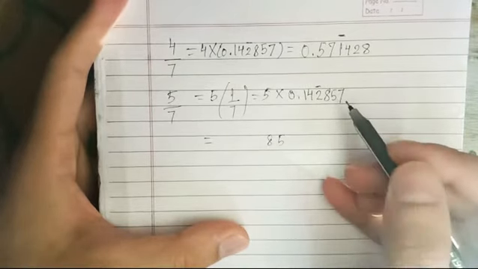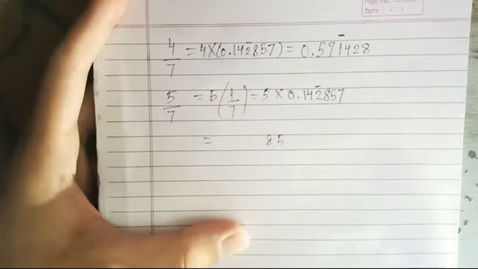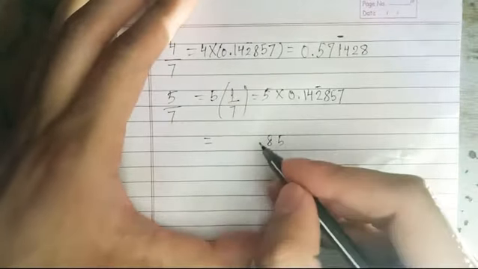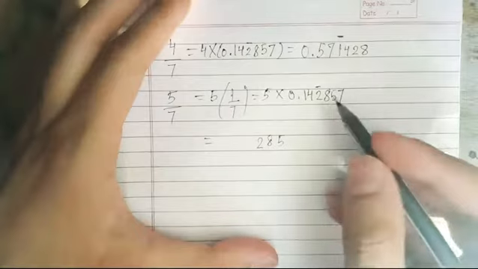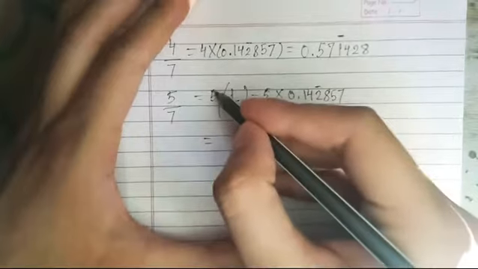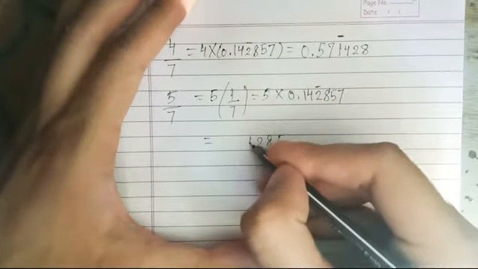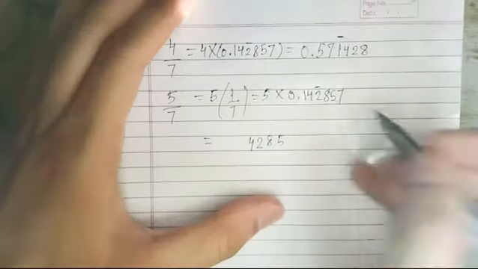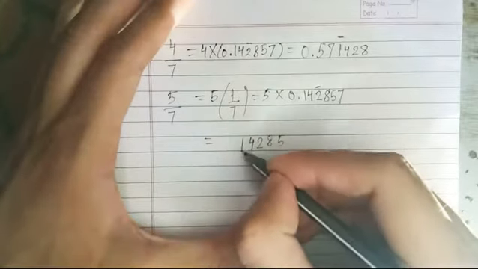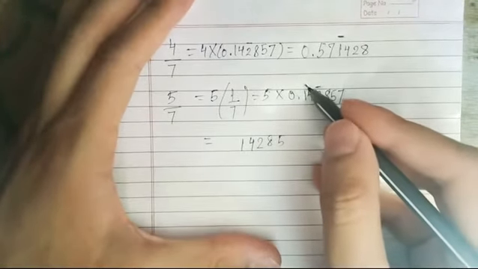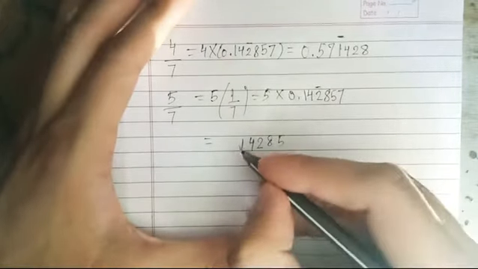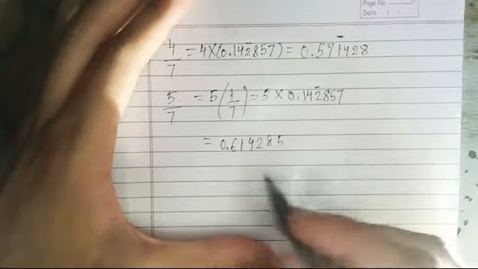And 2 will carry on 8. So 5 8s are 40 plus 2, 42. 4 will carry on 2. 5 2s are 10 plus 4, 14. 1 will carry on 4. 5 4s are 20 plus 1, 21. 2 will carry on 1. 5 1s are 5 plus 1, 6. Okay, let me check once more.